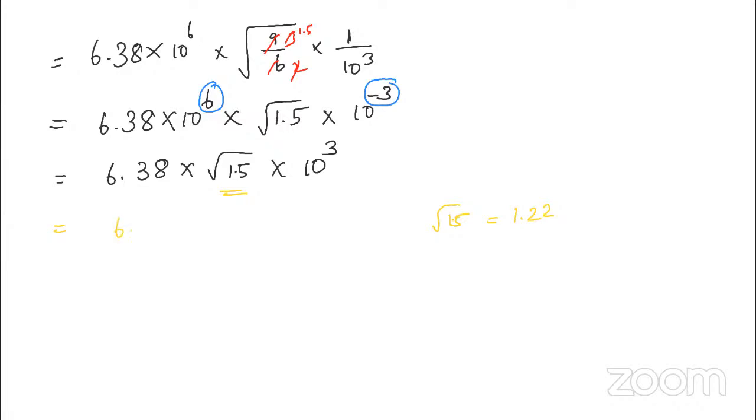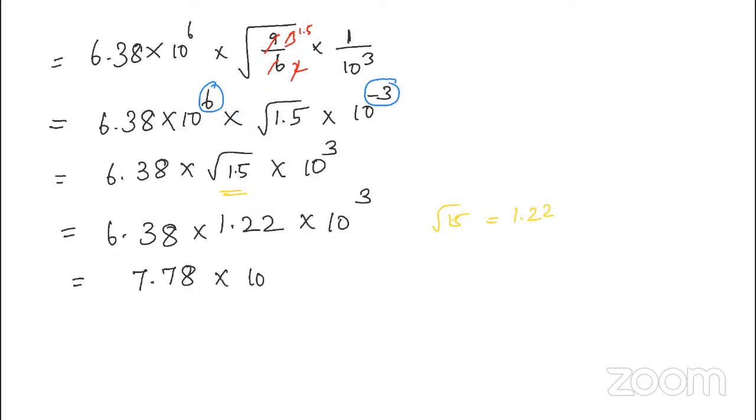So 6.38 into, what is the square root of 1.5? It is 1.22. Okay. So into 10 power of 3. So we just calculate the value, that is 7.78 into 10 power of 3 meter second power minus 1.